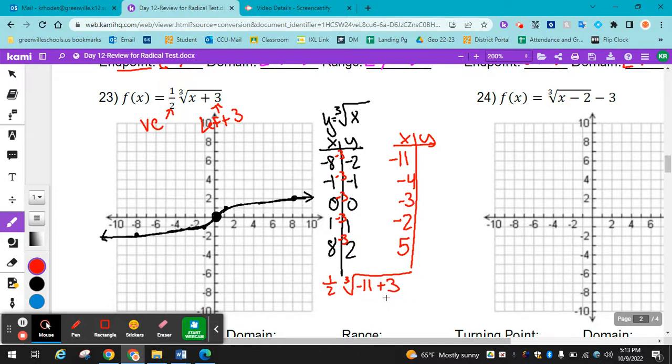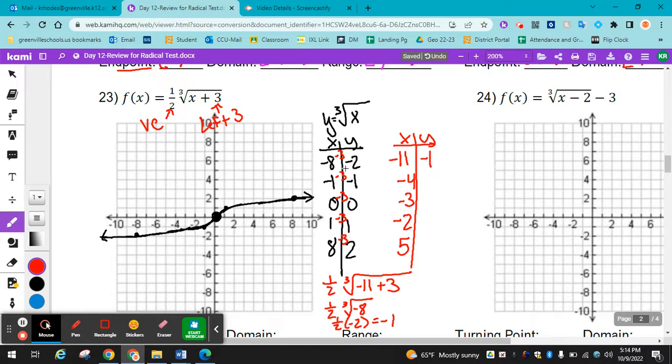-11 plus 3 is -8. The cube root of -8, well, the negative can just come out front. And it's 2 times 2 times 2. So the cube root of -8 is -2. And then 1/2 of -2 is -1. Whew, a lot of work. Plug it in the calculator.